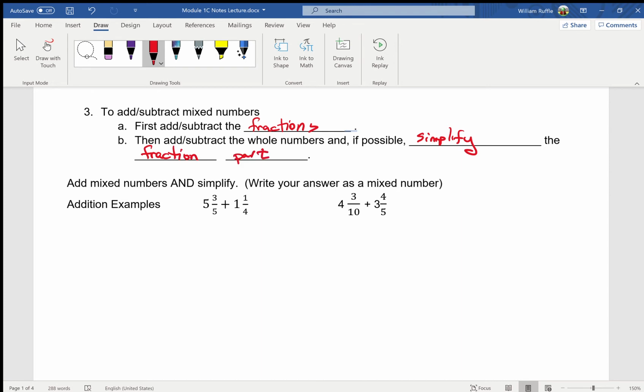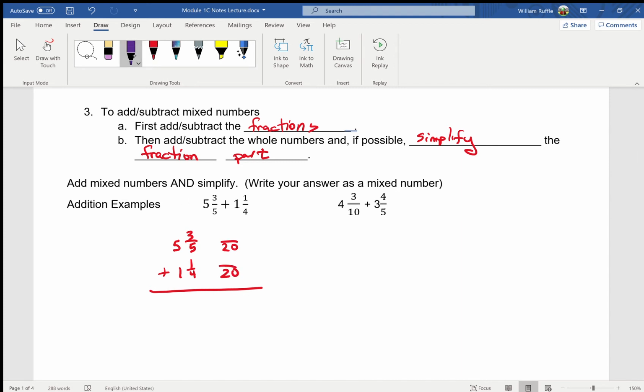Now, whenever I do these questions, especially adding, subtracting, I always do them vertically. So I would do 5 3/5 plus 1 1/4. Now, you've got to find a common denominator here. And when I look at this, 5 and 4 have no common factors at all. So 4 times 5 is 20. So 20 will be my common denominator.